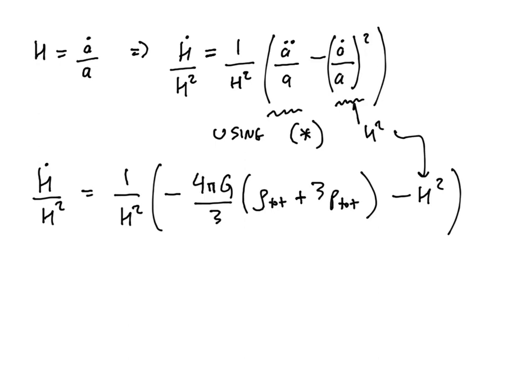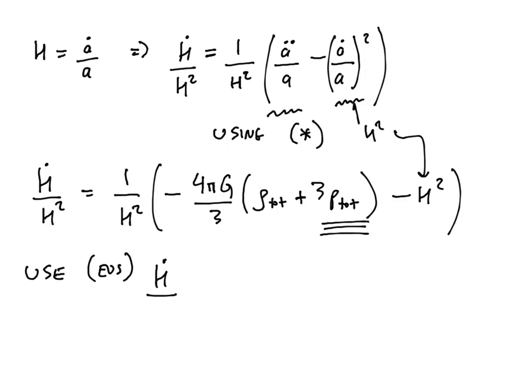Okay, so far so good. What do I do next? Well, now I want to get rid of the pressures. There are these pressures floating around, and I'd like to replace the pressures with the corresponding energy densities. So I can use the equations that I called equations of state. The equations of state, of course, just relate each pressure to the corresponding energy density with a proportionality factor of w for each one. So if I do that, what do I get?